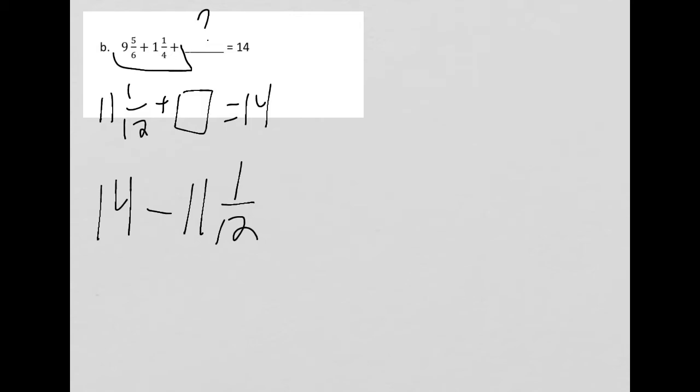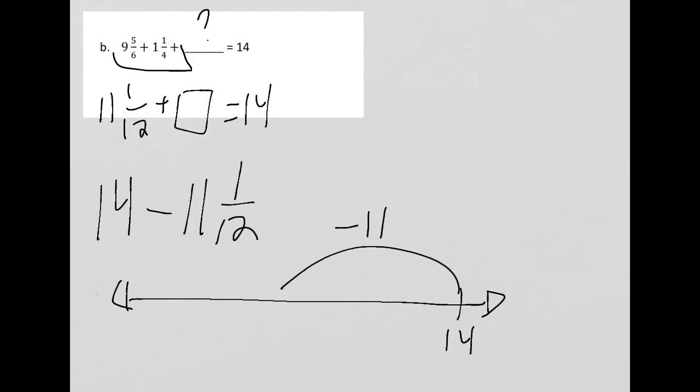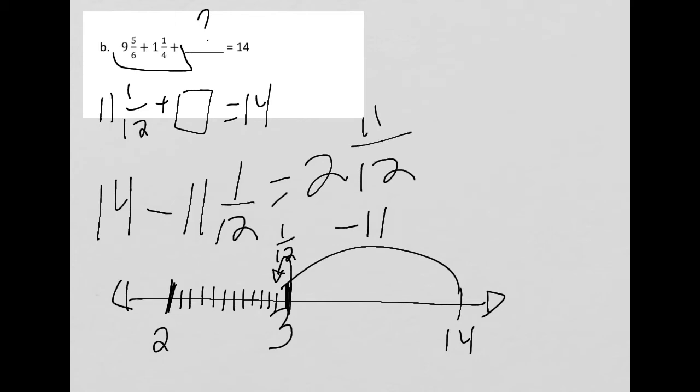And I'm going to maybe do this on a number line if I'm feeling it. So I'm going to do 14 minus 11, which is going to give me 3. And then I'm going to take away 1/12. I'll make 3 there. So I'm going to take away 1/12. So I end up with 2 and 11 twelfths. So I can do it on a number line like that.